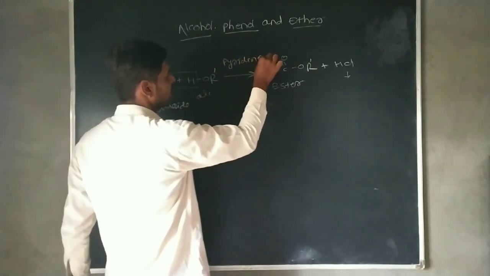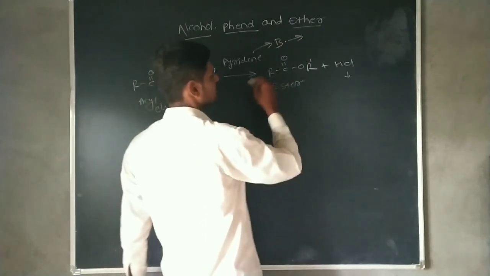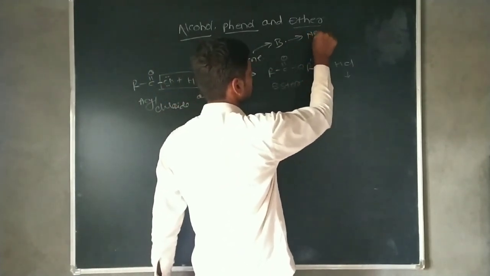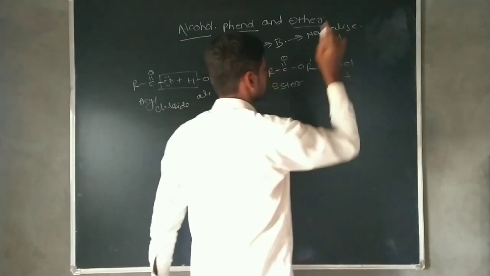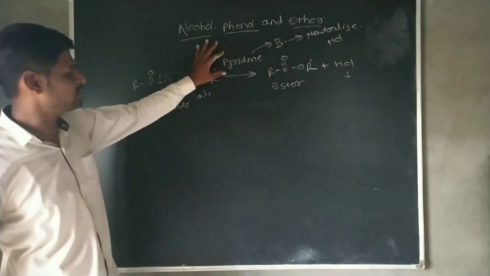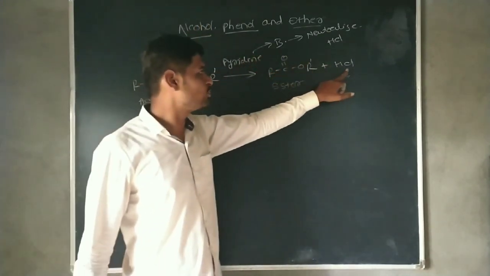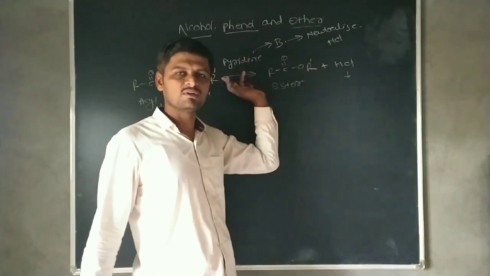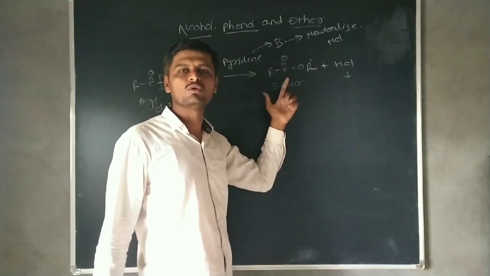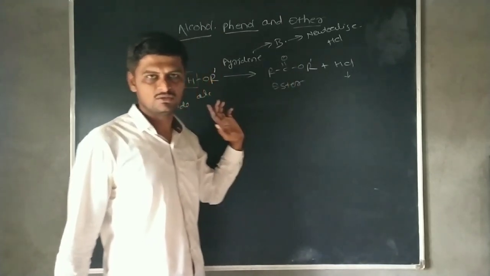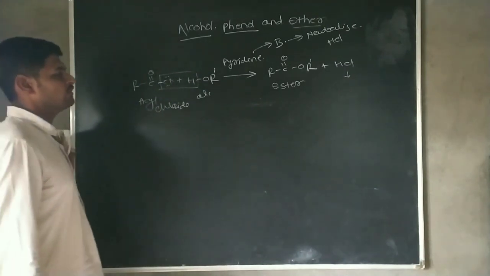The pyridine acts as a base and it is also useful to neutralize the HCl. Pyridine acts as a strong base, and it is useful to neutralize the HCl. After neutralization, only one product remains, that is the ester. Okay, this is another method of preparation of ester.